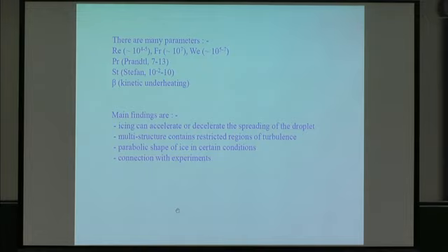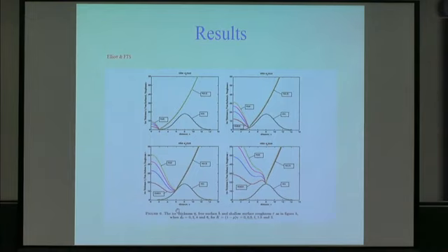Some of the main findings are that icing can accelerate or decelerate the spreading of the droplet. So icing isn't just like a roughness. Roughness tends to always decelerate the spreading of the droplet. Icing is more dynamic, so it's not always the same. There are regions of turbulence in the flow. Yeah, let's move on. This is a typical result.